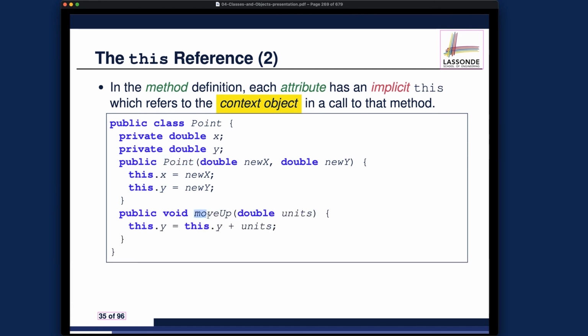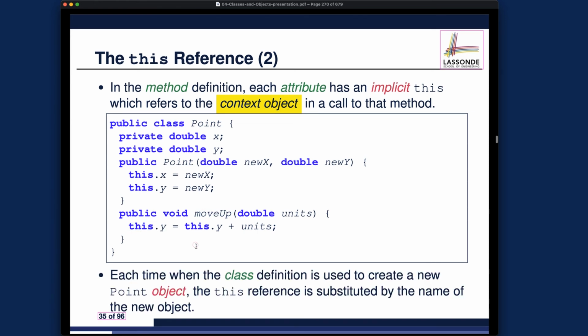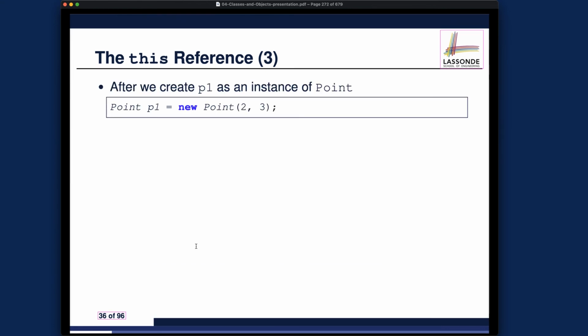Similarly, if you are defining the move up method over here, the this keyword over here will also be replaced by whatever context object is going to call this method, right? Let's see exactly how this will be in effect. This one I'm not really illustrating because we have seen this already in the tutorial videos, but I'll put everything together in a final example later.